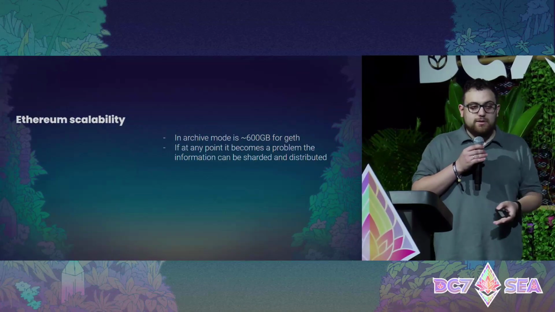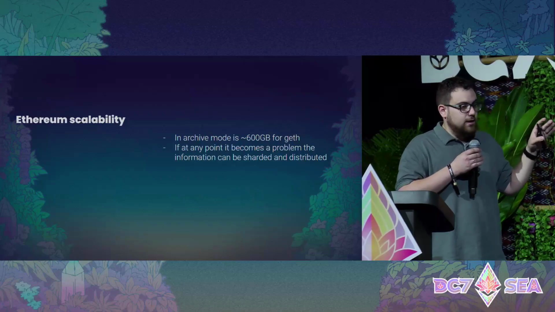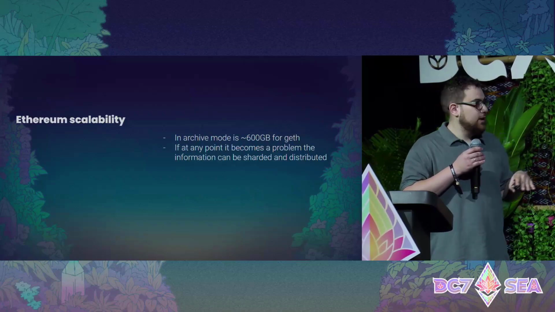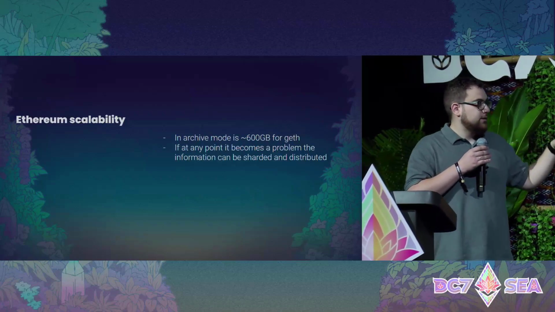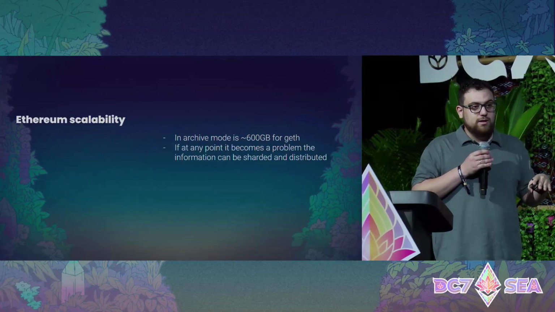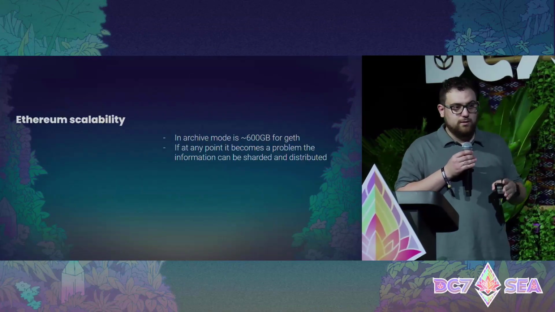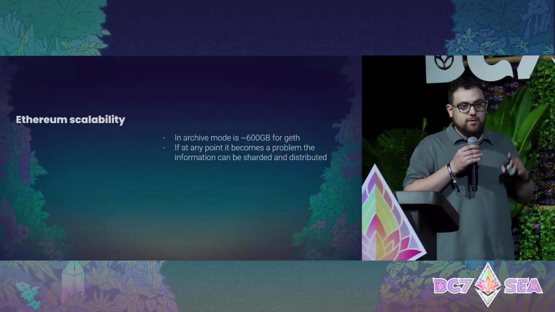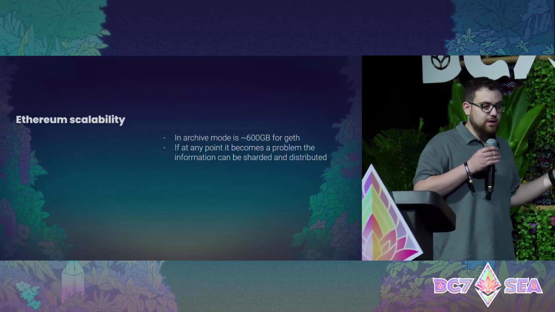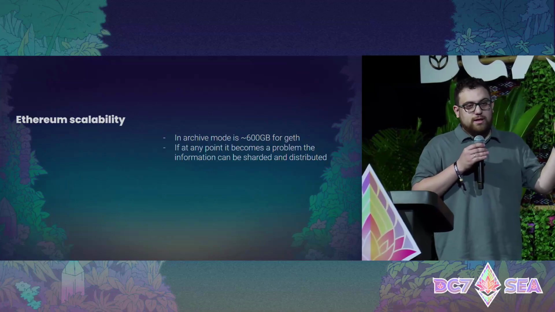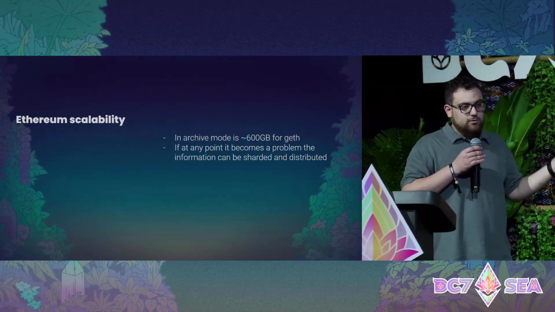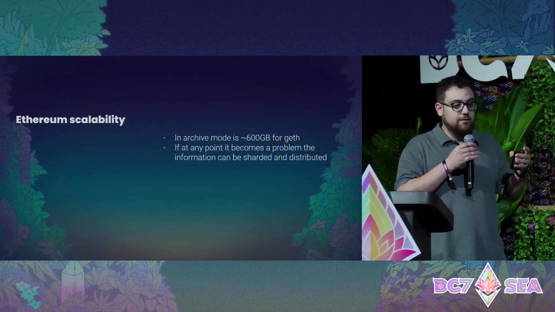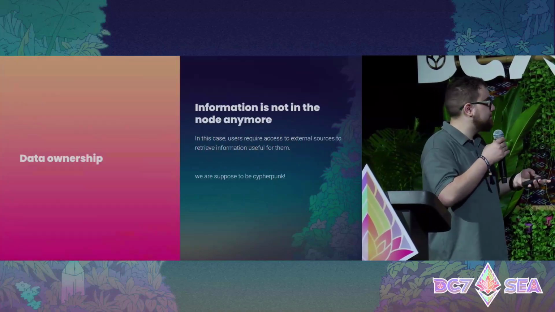Also, regarding Ethereum scalability, Go Ethereum, the node, is 14 terabytes in archive mode. I was told that the logs in the system are around 600 gigabytes, so it's a small proportion of the 14 terabytes. And if at any point they are a problem, they can be completely removed from the node. Also, they can be sharded in a different node or whatever, and it's not such a big deal. And if it ever becomes a problem, we can manage it.